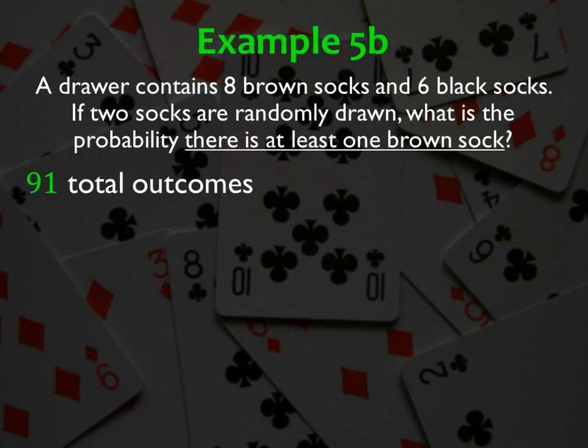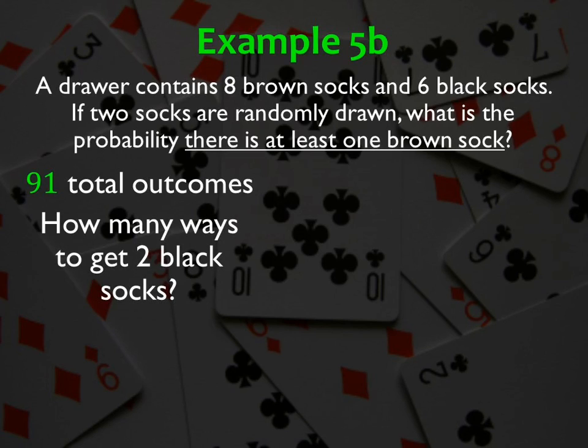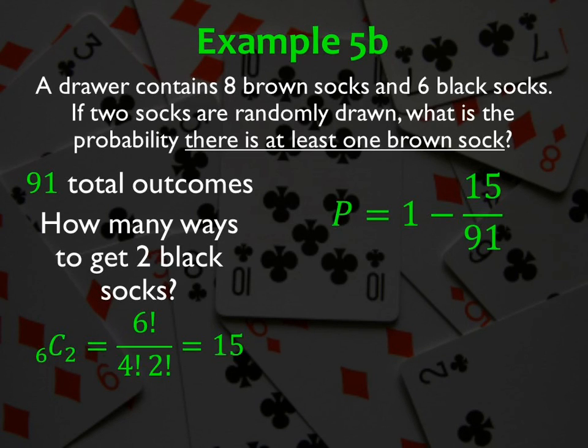So we already calculated the probability of getting 2 black socks, or the outcomes to get 2 black socks. There are 15 ways out of the 91 total outcomes. So the probability of getting at least 1 brown sock is 1 minus the probability of getting 2 black socks, or 1 minus the probability of getting no brown socks, which is 15 out of 91. Comes out to 76 over 91.